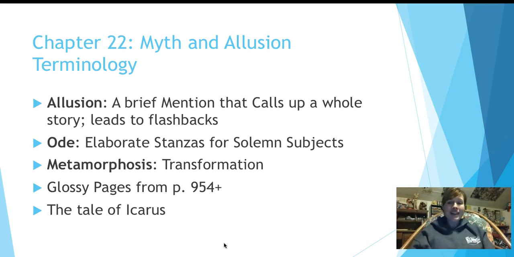An ode, whenever somebody says, an ode to my breakfast, or an ode to my friend, it's a solemn, elaborate poem that's kind of like a tribute to that subject matter. So an ode is very similar to a tribute. Metamorphosis, that term's thrown in there. It's a Greek term, means transformation. I feel like we encounter that term a lot.